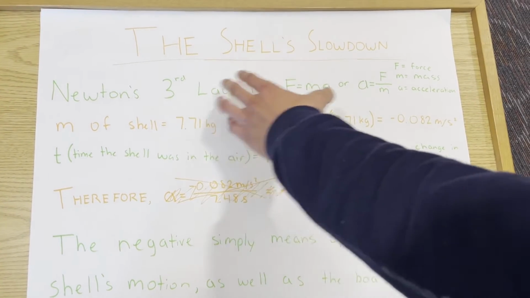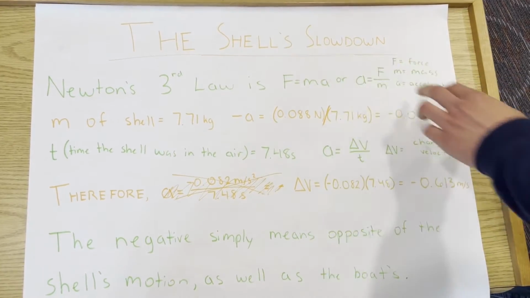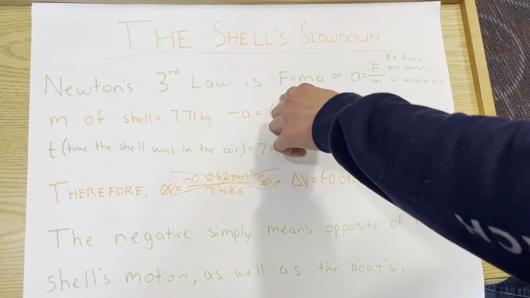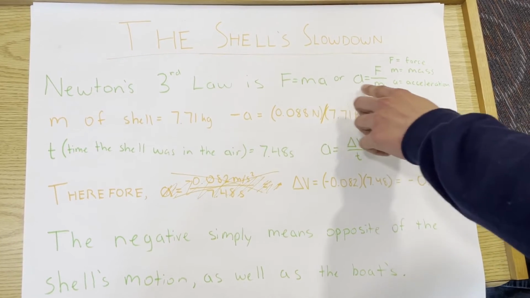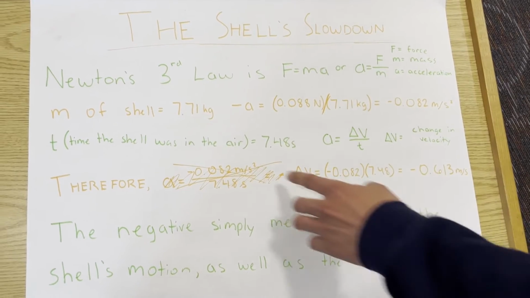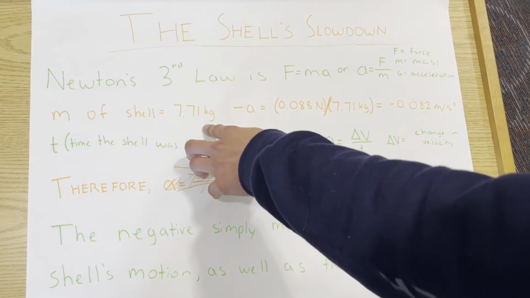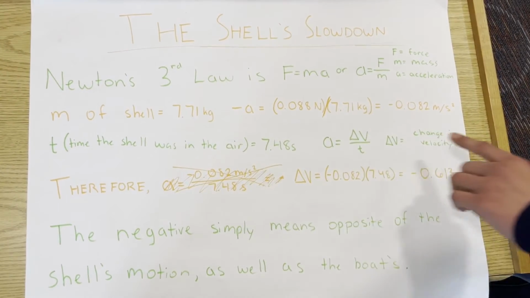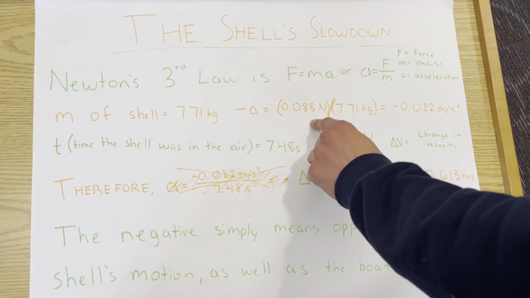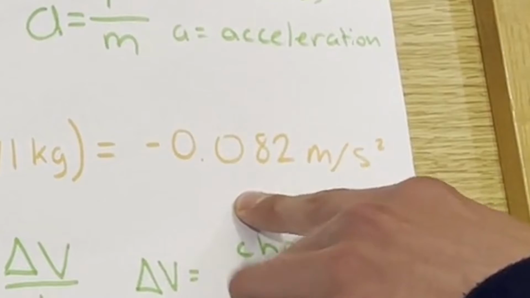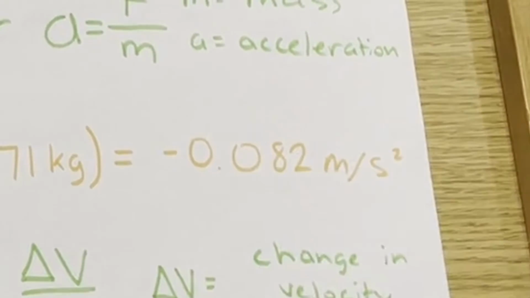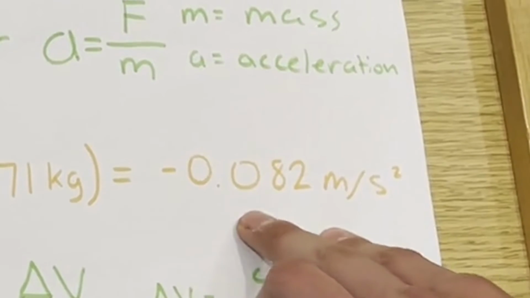The shell's slowdown that we can calculate with that air resistance, we can use Newton's second law to calculate with force equals mass times acceleration rearranged to acceleration equals force over mass. We use the mass of the shell, which is 7.71 kilograms, to calculate this with our nice formula and find this really tiny acceleration. It's negative here because it is pushing against the direction the shell is trying to go.